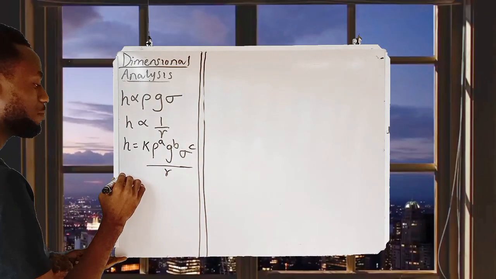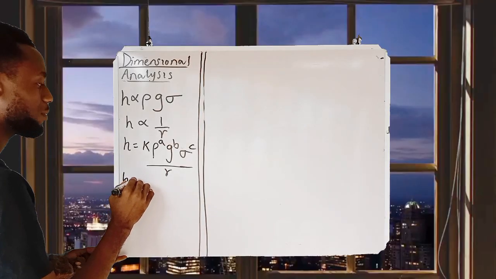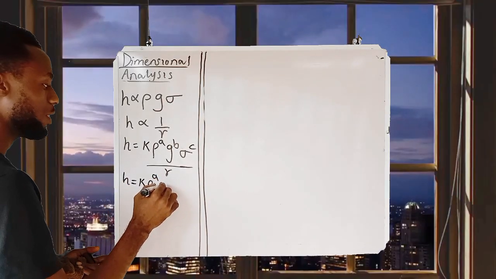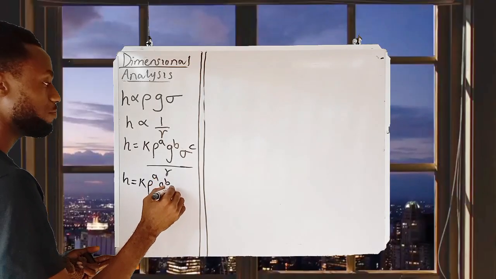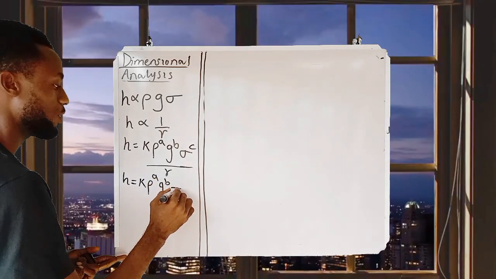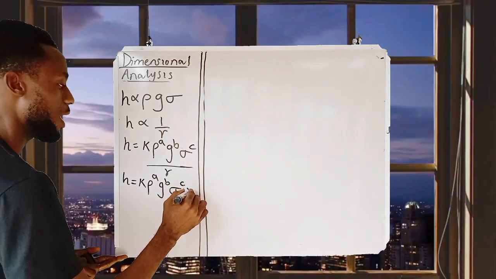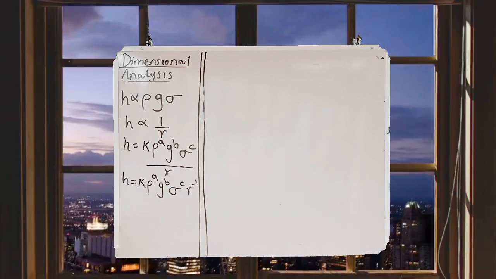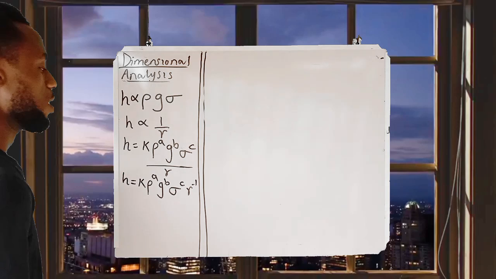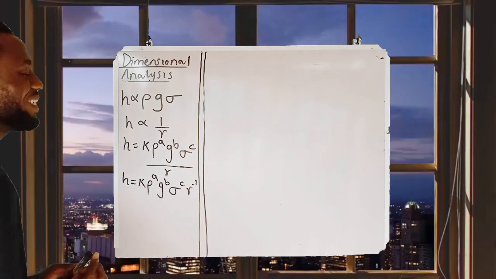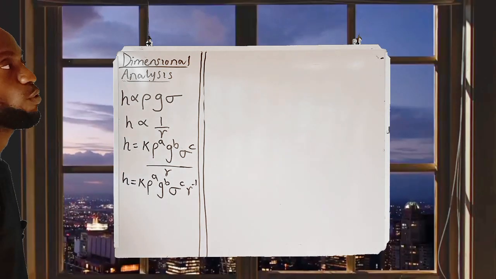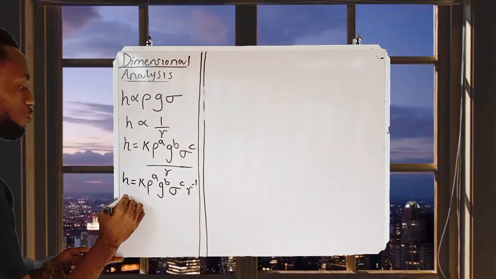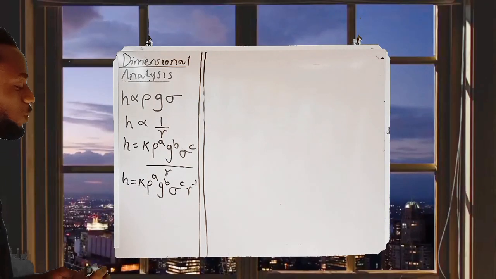So what does that mean? It means that our H now becomes K times density raised to the power of A, gravity raised to the power of B, surface tension raised to the power of C, and radius raised to the power of minus 1. So with that said and done, we've now gotten the straight linear relationship for this evaluation. We know what we should do next. We have to go piece out their dimensions individually.